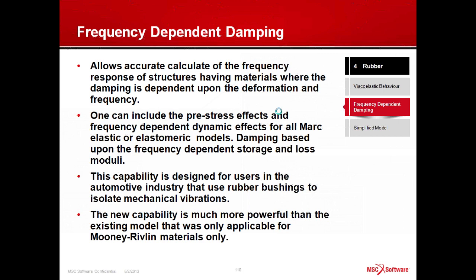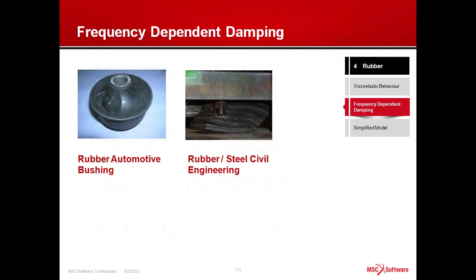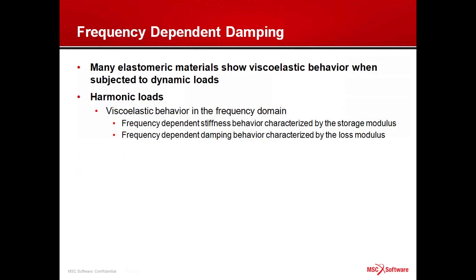Next one is frequency-dependent damping, very important in the automotive industry. You have a bearing, and you are basically using it to insulate the noise between the engine and the frame or in the suspension system. It has a rubber material. The rubber material, as we just mentioned, is viscoelastic. That viscoelasticity leads to frequency-dependent damping. But there are also applications in civil engineering as well.